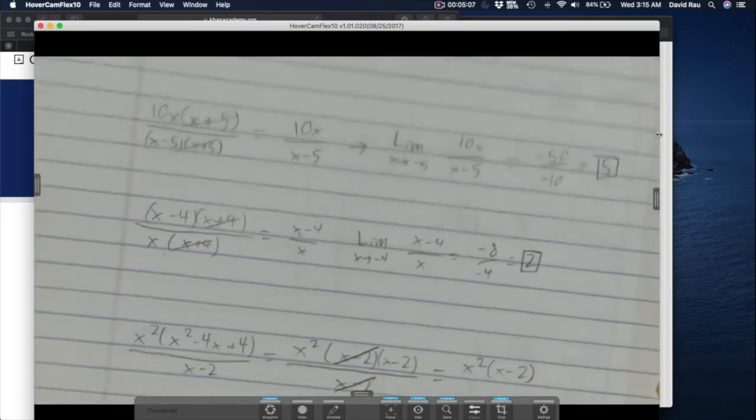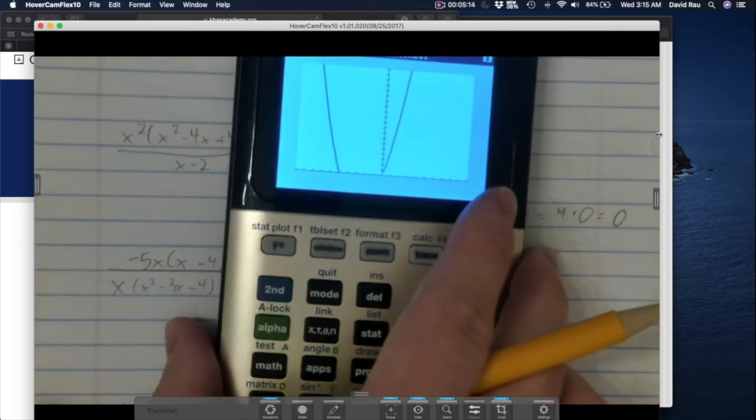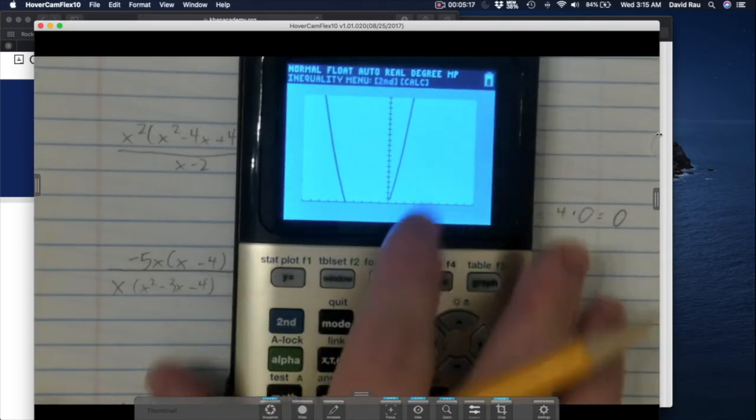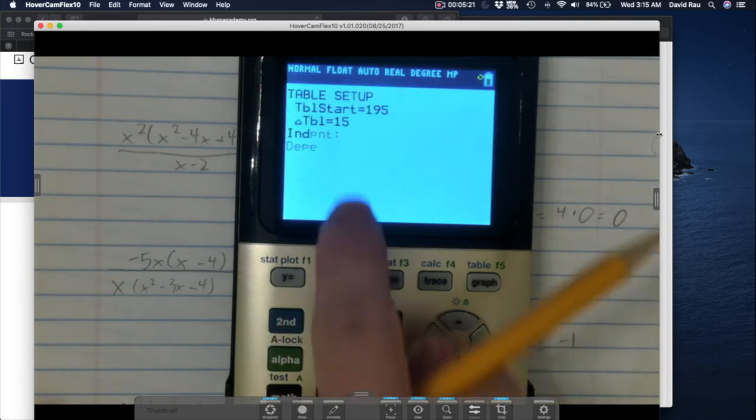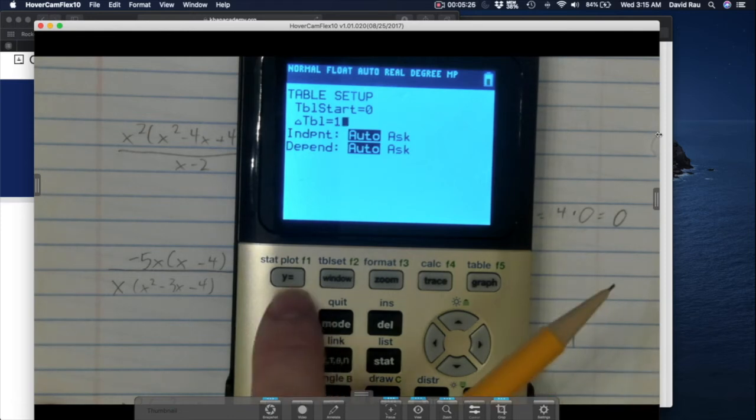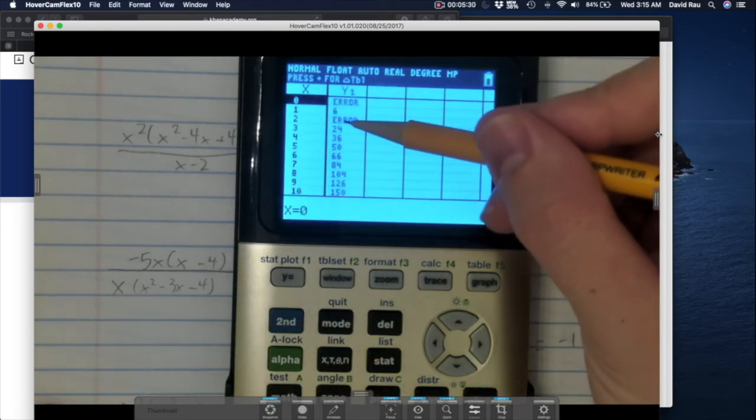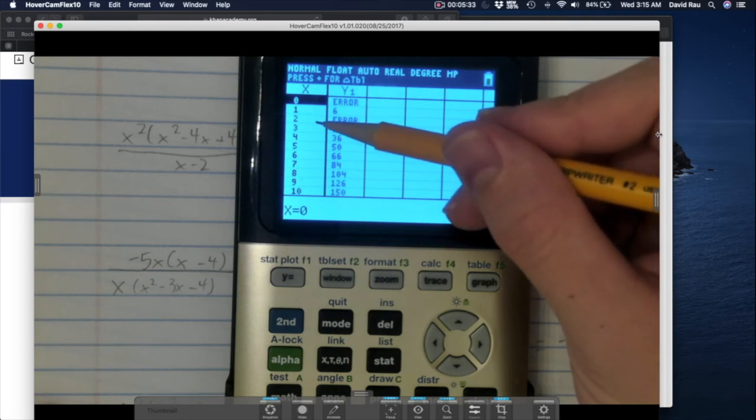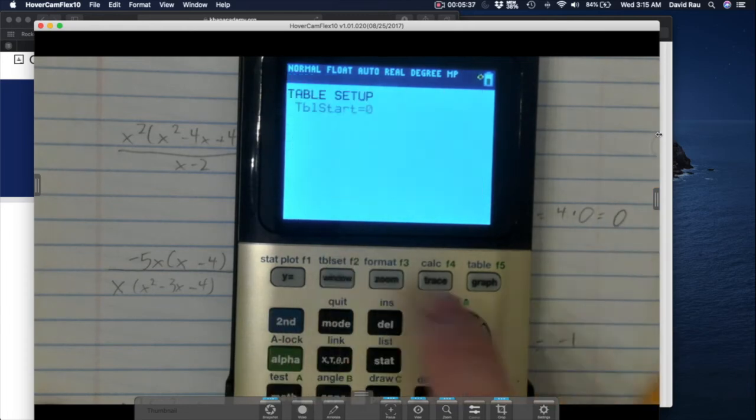When you get 0 over 0, that usually means there's a hole in your graph somewhere. The calculator doesn't show that directly by its graph, but let me go and look at this as a table. I gotta adjust my table settings. Let me start at 0 and count by 1, typically where you want to start. Now when I look at the x value 2, the one I wanted to take the limit of, it said error.